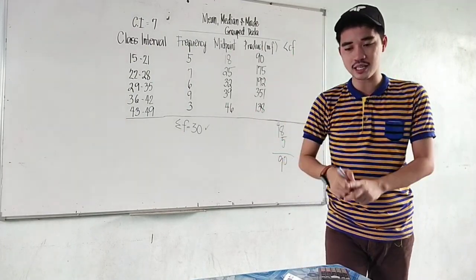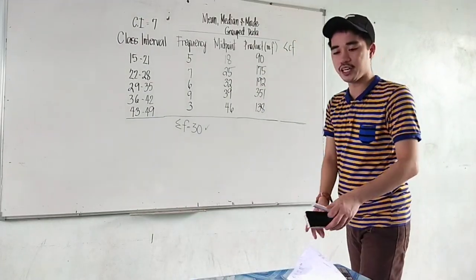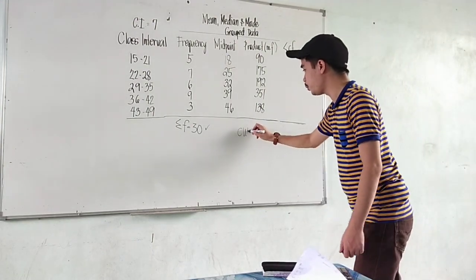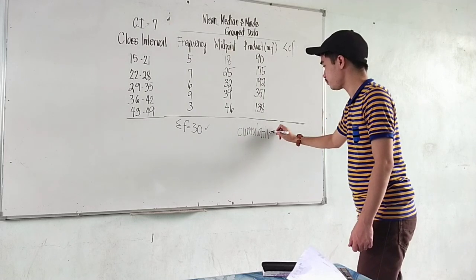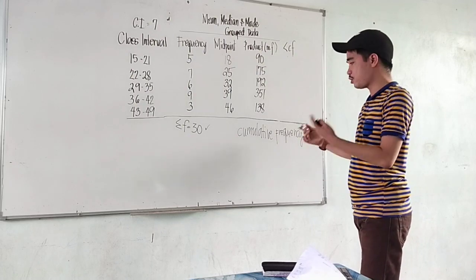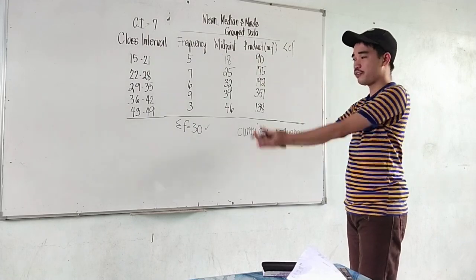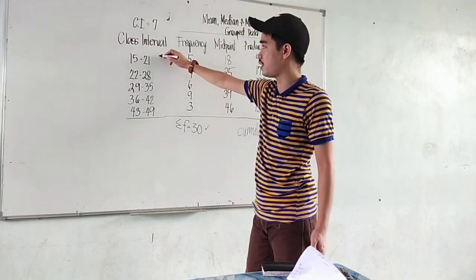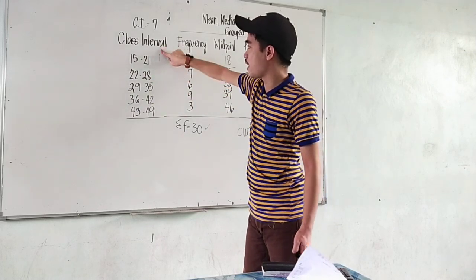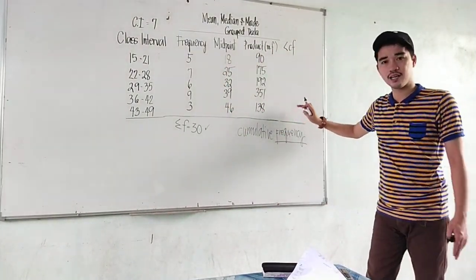Do you see anything new in this next column? We have here less than CF. CF stands for cumulative frequency. Using the given frequency, you just accumulate from the given frequency. Since our class interval goes upward, from 15 to 49, we expect our less than cumulative frequency to also go upward until the end.